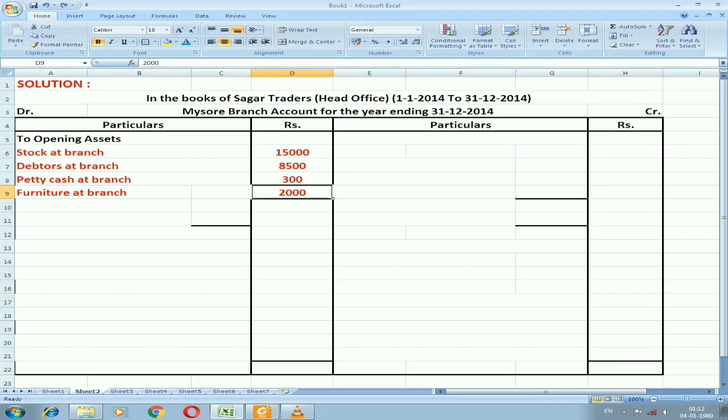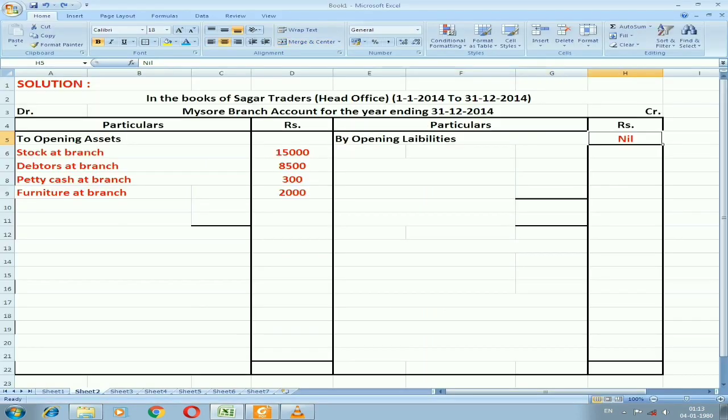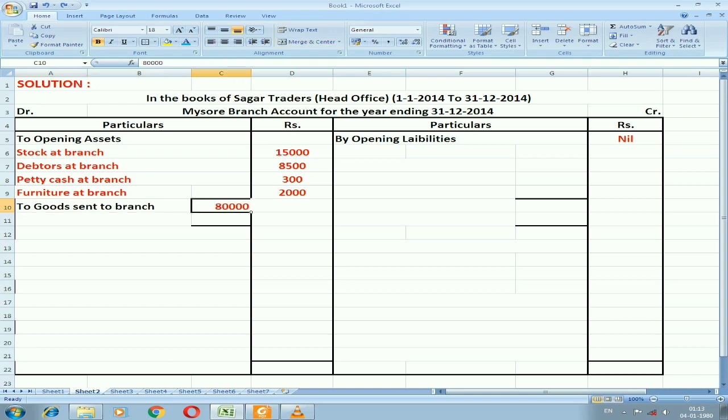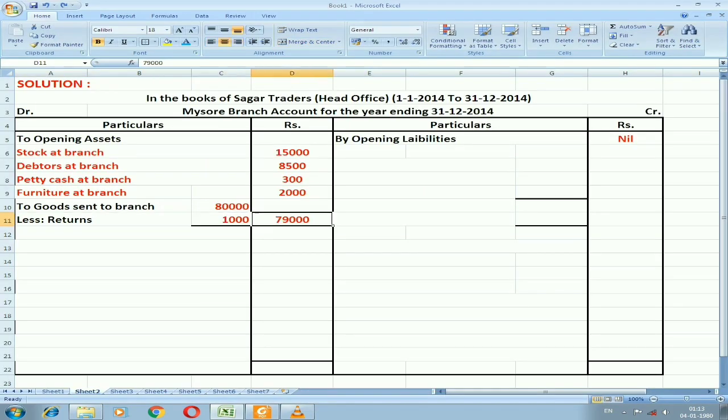And we are supposed to record the opening liabilities, as we don't have any opening liabilities, that will be also nil. You can see we don't have any opening liabilities, but we have a closing liability. Don't confuse for that. And we are going to record goods sent to branch. As in the illustration, we have goods sent to branch, amount of rupees 80,000, which will be recorded. And if we are having any returns, if the branch is sending goods to head office, that will be deducted. We have that also with the amount of 1,000, totally 79,000.